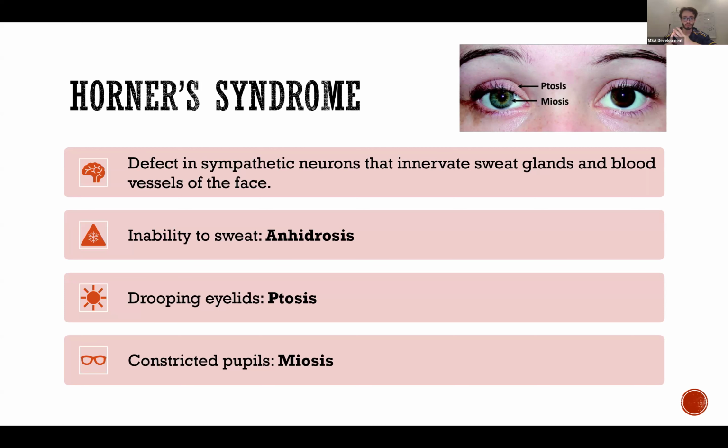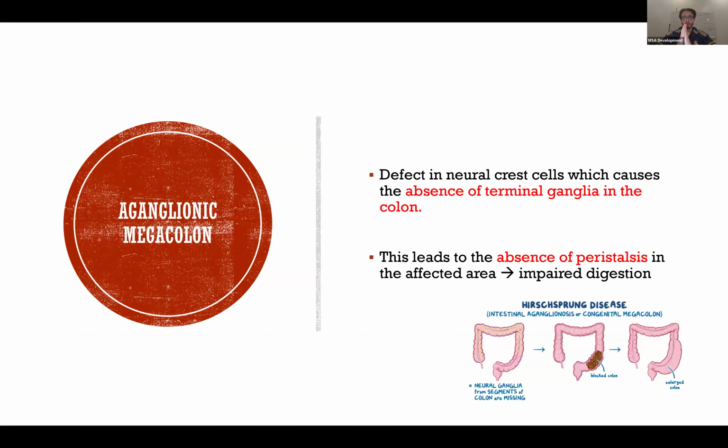It causes three things: anhidrosis, inability to sweat; ptosis, drooping eyelids; and meiosis, constricted pupils. Okay. Now let's move on to the one and only parasympathetic disease or defect that we're going to talk about today. And that is called aganglionic megacolon. Okay? Let's break down the word.